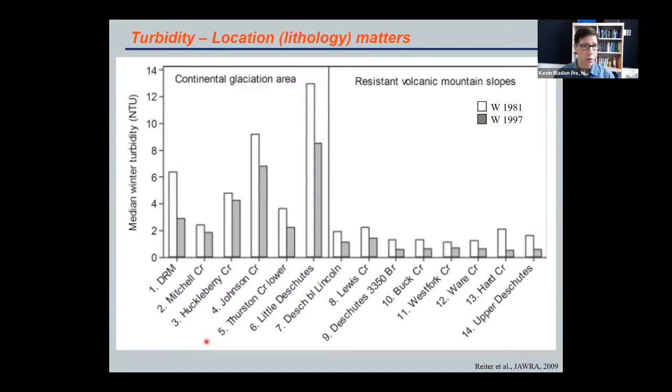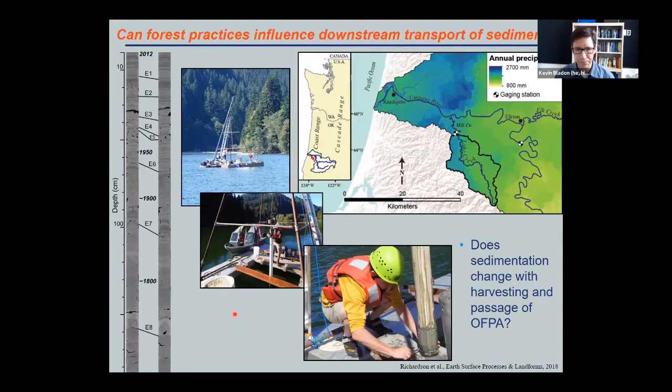These folks also corroborated the findings from the Trask study that we saw. The studies here on the left are on lithology that's more erodible. The studies here on the right, more resistant lithology. And so we saw anywhere from 3 to 6 times higher turbidity levels in those catchments in more erodible lithology. And so again, speaking to the importance of considering where we are in terms of practices.